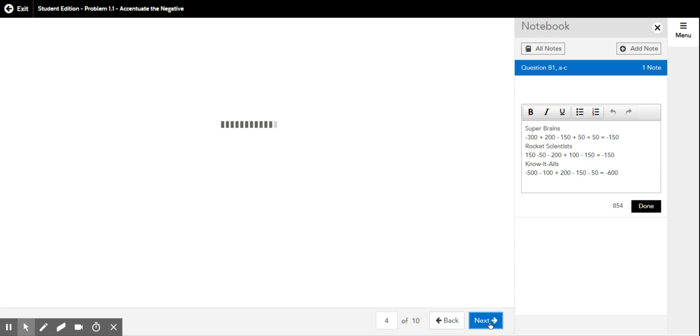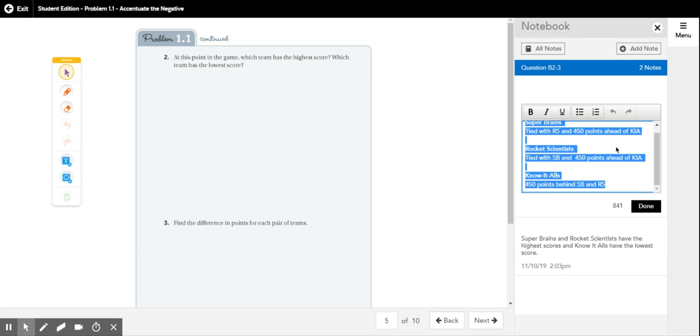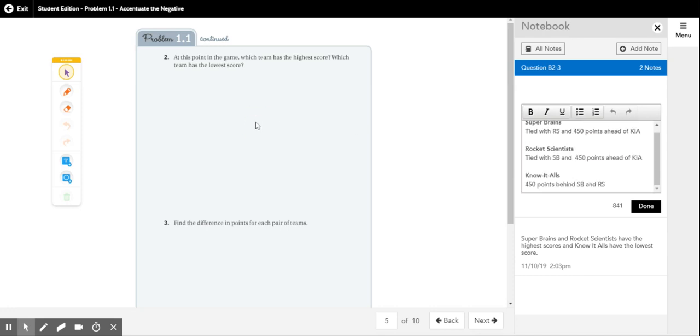Now, we saw in the points that super brains and rocket scientists both wound up at negative 150 points. So that takes us to this question, where we are asked, at this point in the game, which team has the highest score? Well, two teams are tied. So they both have the highest score. I started using some abbreviations here: KIA, know-it-alls; RS, rocket scientists; and SB, super brains. So super brains is tied with rocket scientists, and is 450 points ahead of know-it-alls. They're at negative 150, if you remember from the last question.